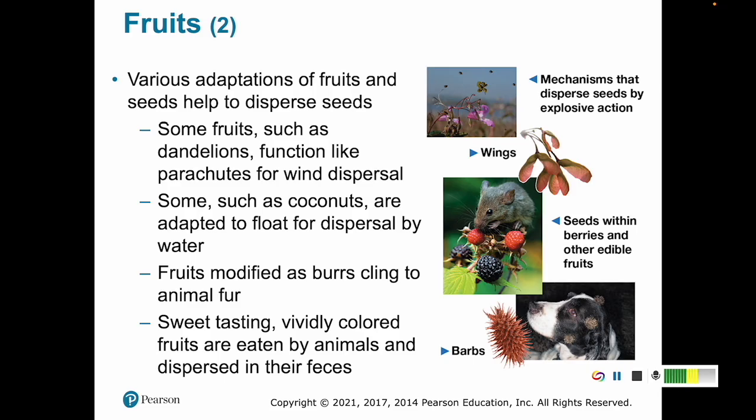So some fruits, like dandelions, are parachutes that help it disperse through the wind. Some fruits like coconuts are able to float so they can disperse across the water. Some fruits are modified as burrs. They cling to animal fur and get carried away from the original plant. And then sweet tasting and vividly colored fruits are eaten by animals and will be dispersed in their feces.